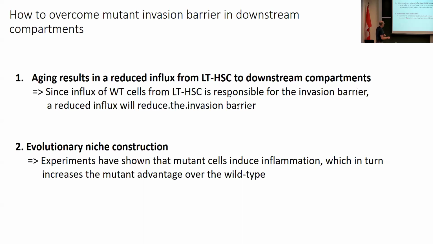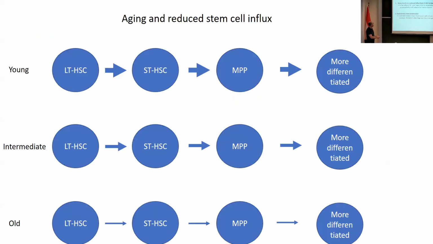Then there's evolutionary niche construction, where experiments have shown that mutant cells can induce inflammation, and inflammation increases the fitness of the mutants. So they increase their own fitness. So I'm going to explain that in a little bit more detail.